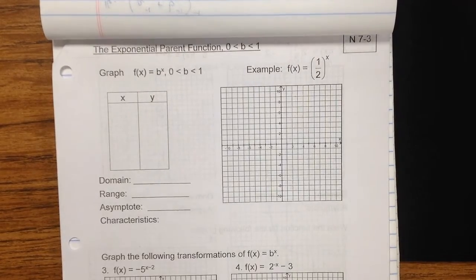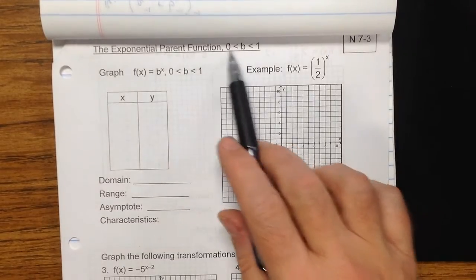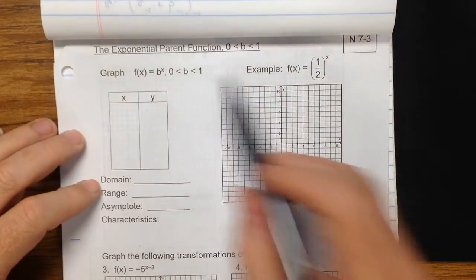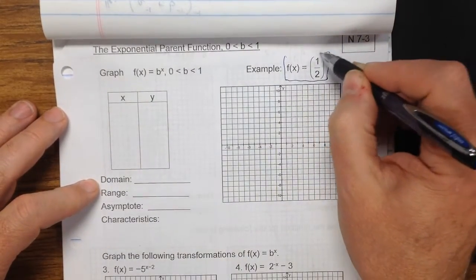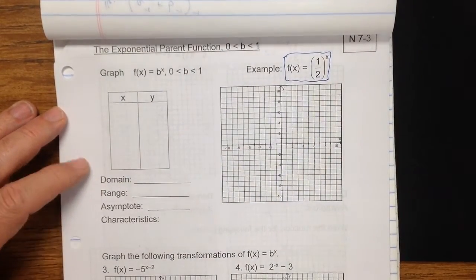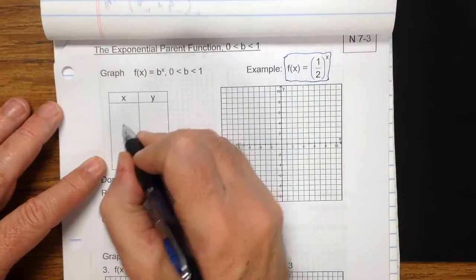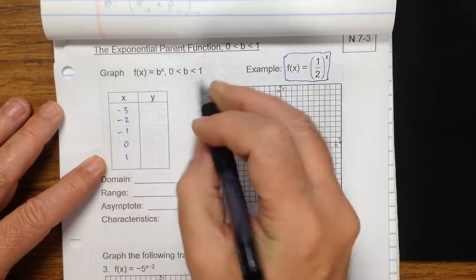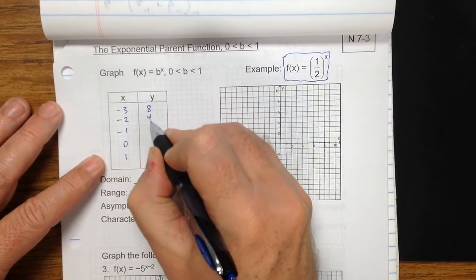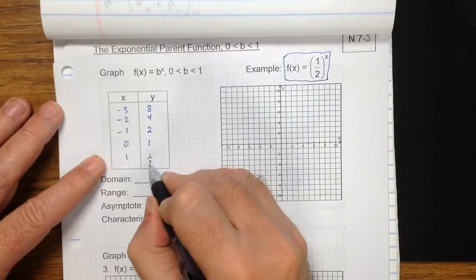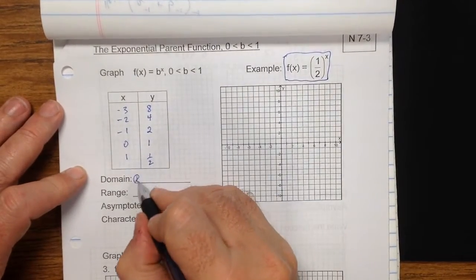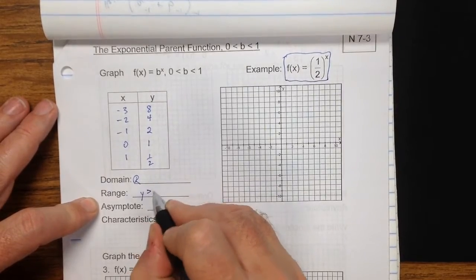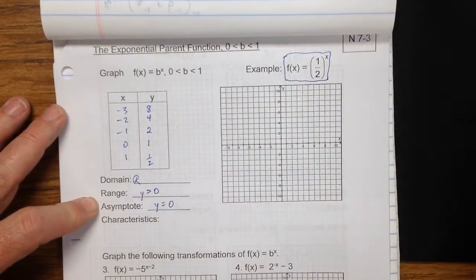Okay. Second situation is when b is between 0 and 1. It's less than 1, but it's greater than 0. It has to be a positive number. So it's between 0 and 1. And again, for graphing purposes, we're going to use that 1/2 to the x like we had on the front. So just plugging in some numbers here. If I put in -3, -2, -1, 0, and 1, I know I'm going to get 8, 4, 2, 1, and 1/2. My domain, all real numbers. My range is going to be y greater than 0. And we'll have an asymptote at y equals 0.